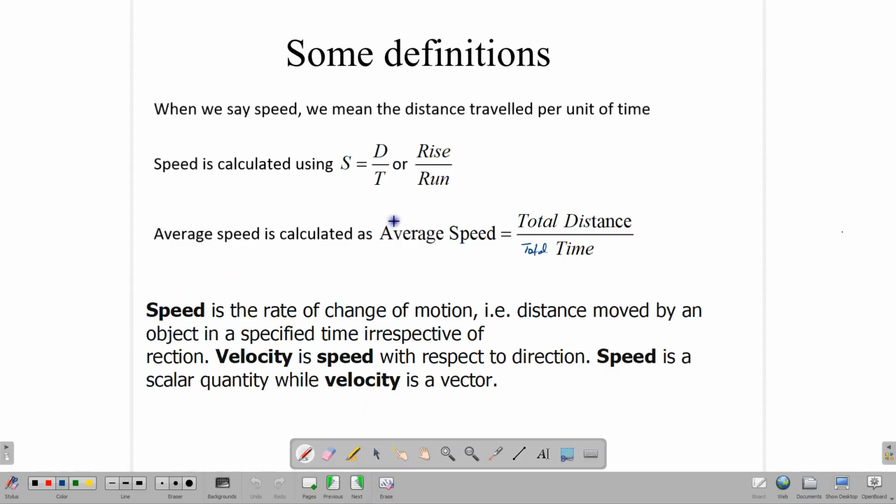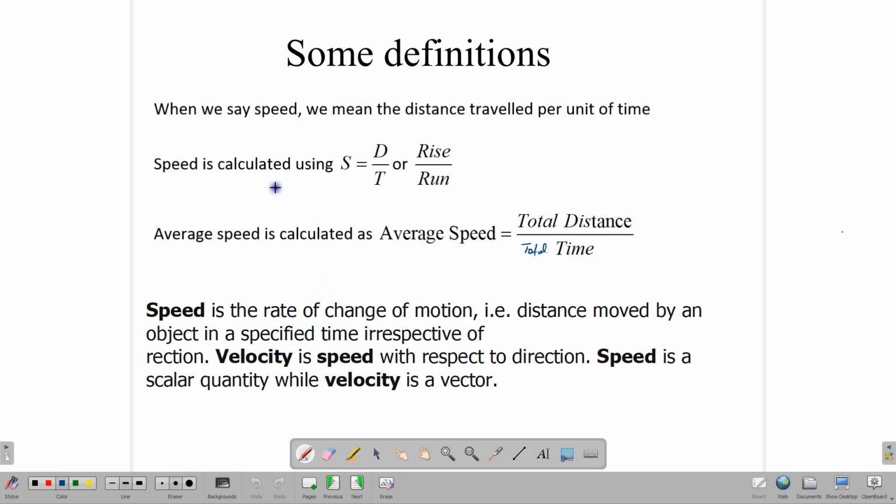So when we say speed, we generally mean the distance traveled per unit of time. Speed also can be defined as the rate of change of motion. So for that matter, speed in a general sense is a scalar quantity. We can use velocity, which is similar to speed, but velocity tends to mean speed in a specific direction.